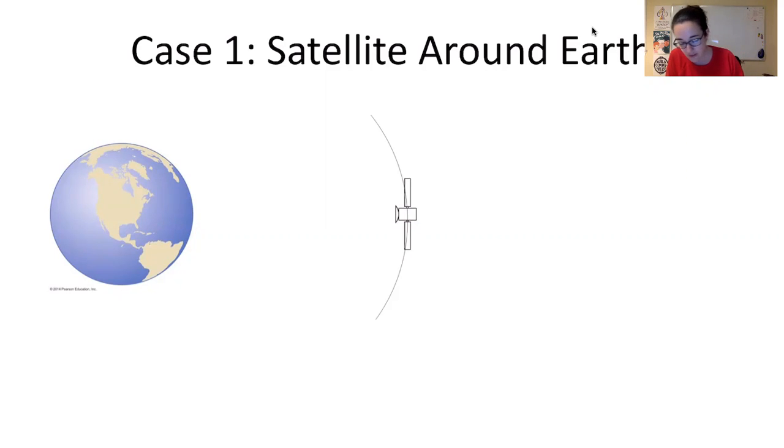So the first situation that we already did, but just to warm up, is a satellite going around the Earth. How I like to start is by visualizing the center of the circular path. For the satellite, that is the center of the Earth. Then we draw a straight line from the center of the circle to the object. Now this is the radial axis, and it's going to rotate with the object.